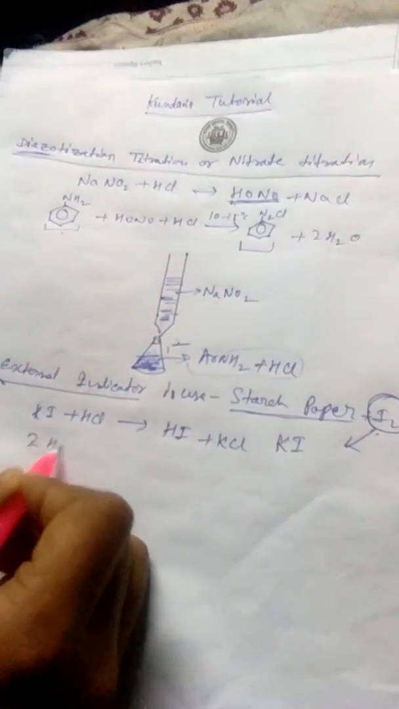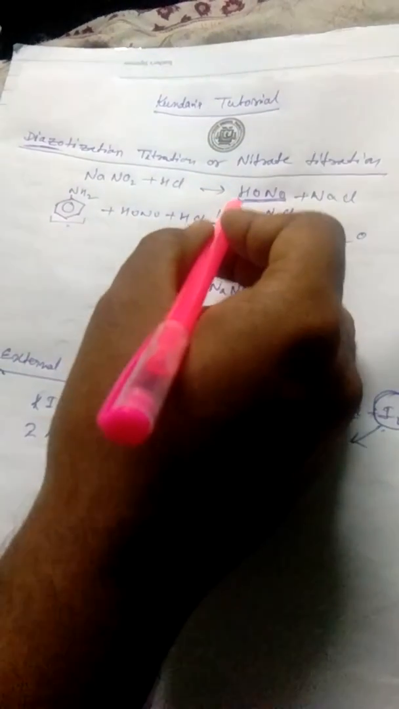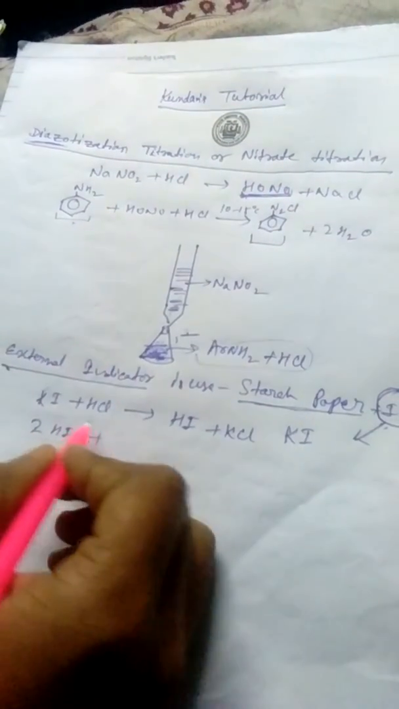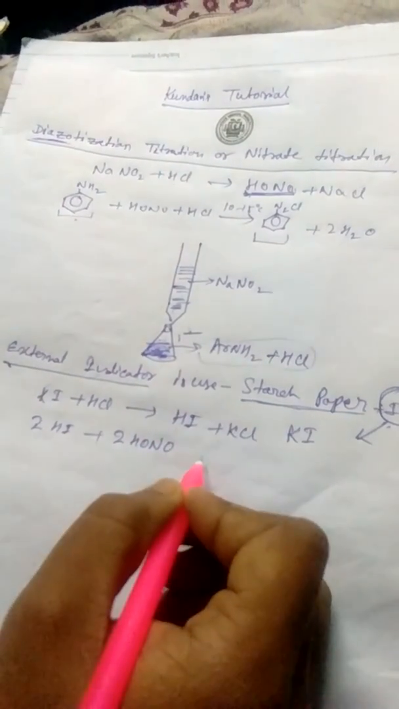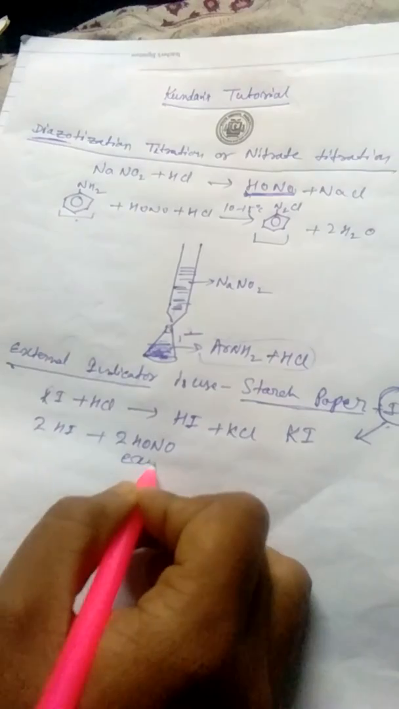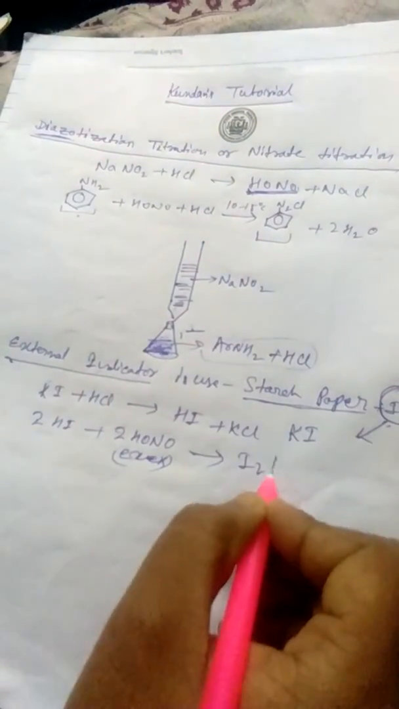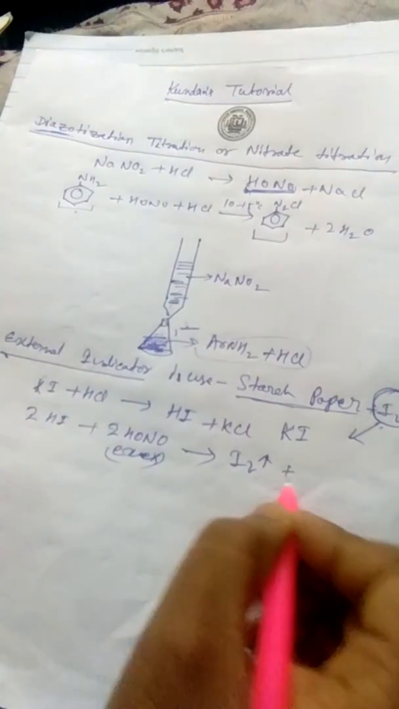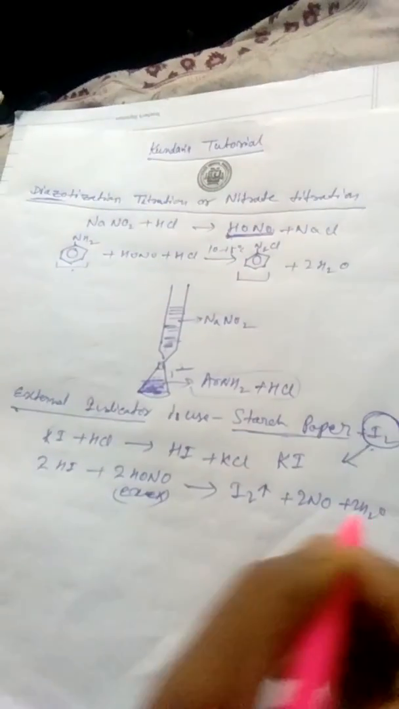This HI again reacts with this compound, excess HONO, to produce I2 and NO plus H2O. So what happens here, we will add KI along with this solution.